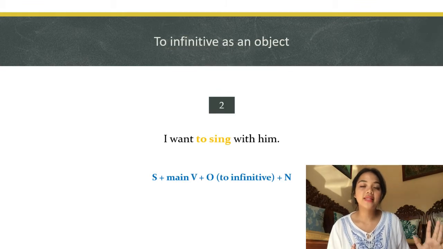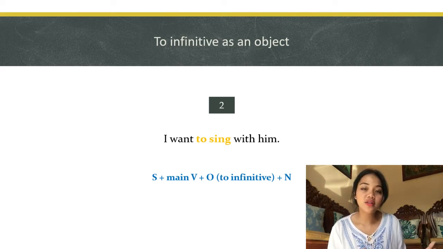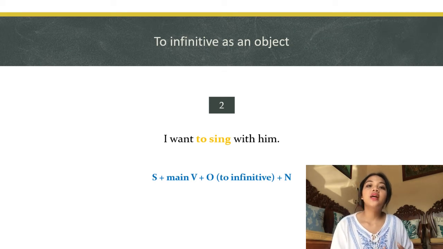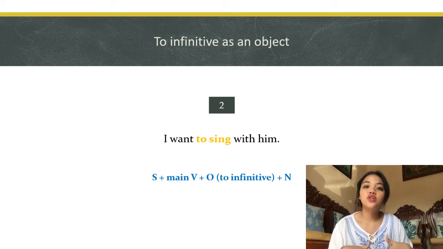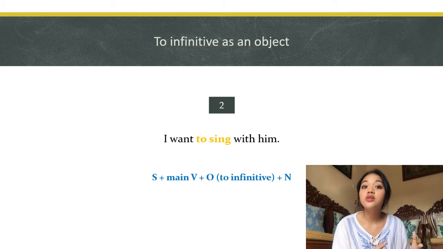Well, the next example is: I want to sing with him. The infinitive is to sing. So to sing here explains what the subject I wants. So, what I want: to sing with him. It works as an object here in the sentence.